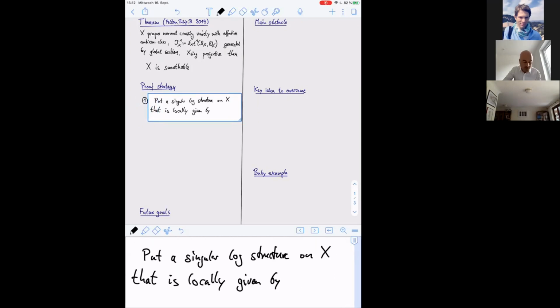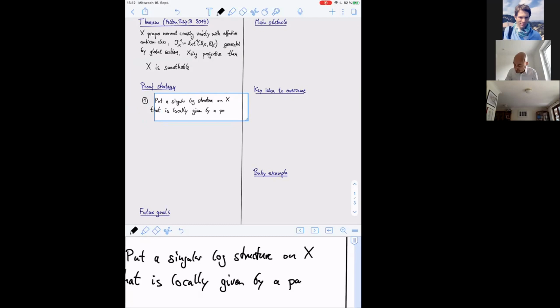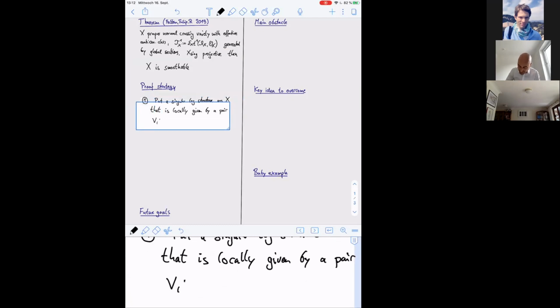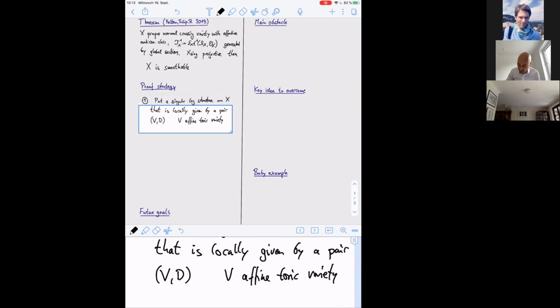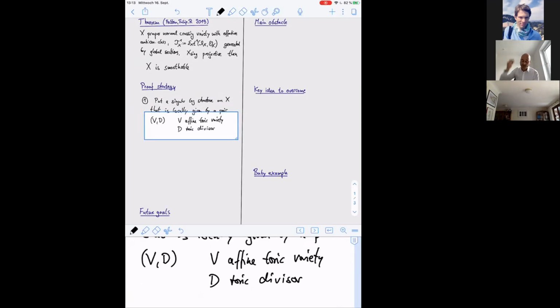So we want our singular log structure to be locally given by a pair, that's V comma D, so a variety with a divisor, where V is an affine toric variety, and D is a toric divisor in the toric variety. Okay, so among all possible pairs, this is quite a restriction, of course, because affine toric varieties are special varieties, and then toric divisors inside of those are also special. Nonetheless, that's quite powerful still to have log structures of this shape.